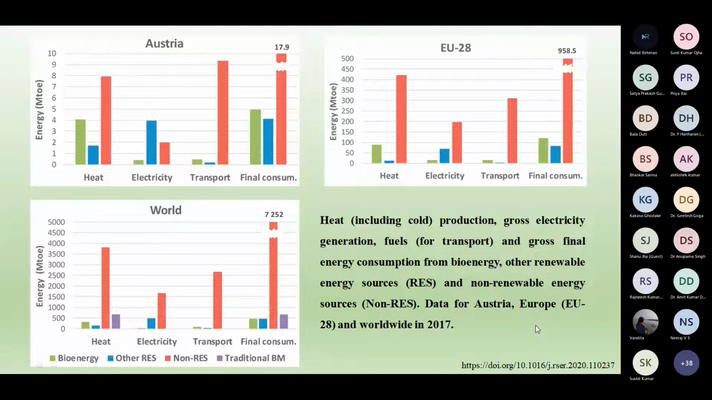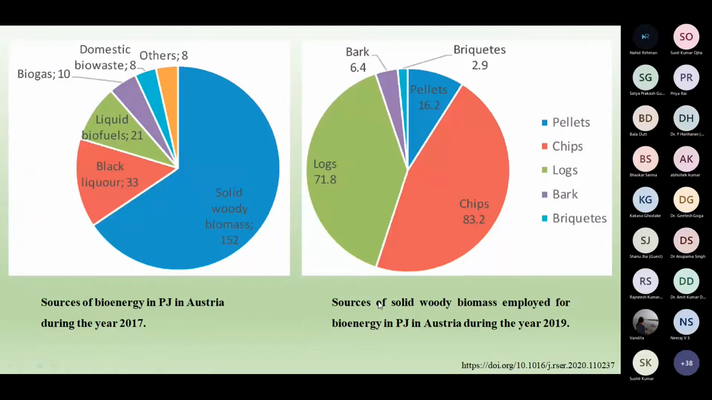Here it is shown that in Austria, the European Union and the world, the energy which is majorly used for transport, heat, and electricity is non-renewable energy. So in Austria, in this study, they found that solid woody biomass contributes the major share.